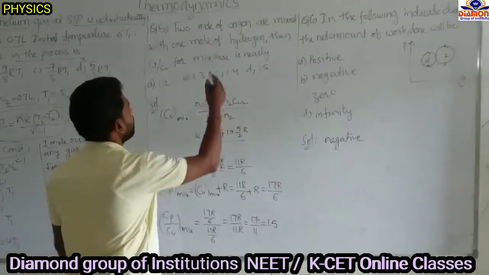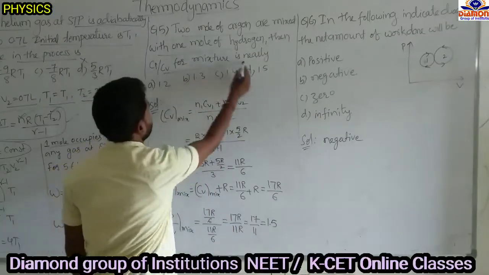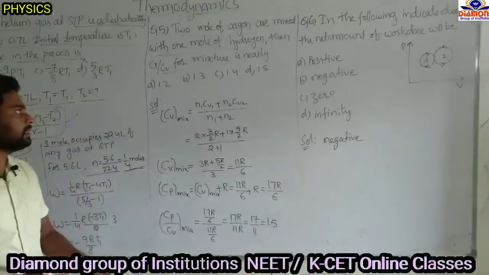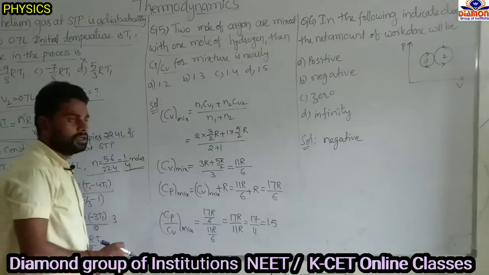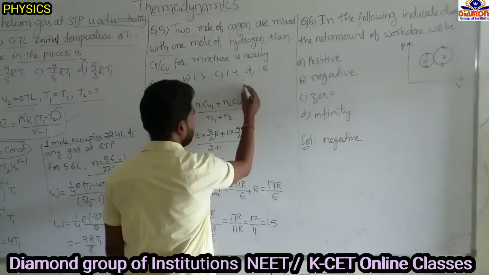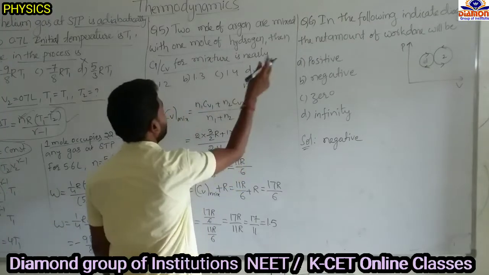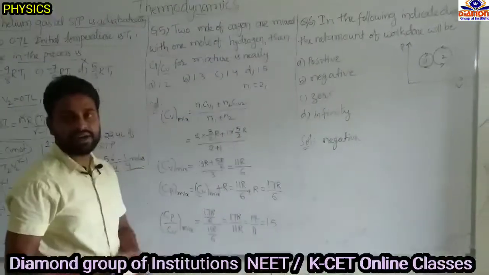Okay, 2 moles of argon are mixed with 1 mole of hydrogen, then Cp by Cv for the mixture is nearly what? They are asking, we have to find. So 2 moles of argon. Considering argon first, N1 equals 2 moles, and we have to find the Cv value of argon gas.